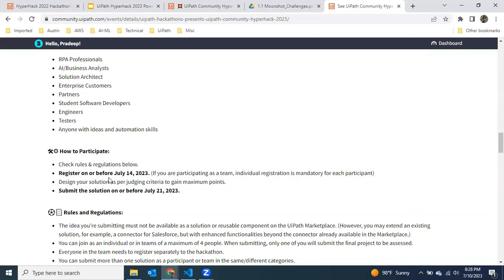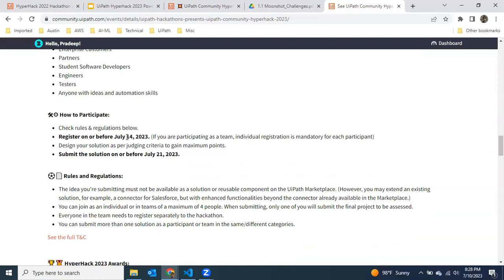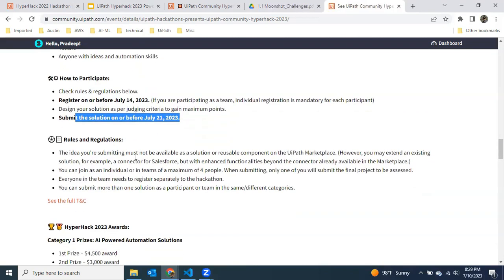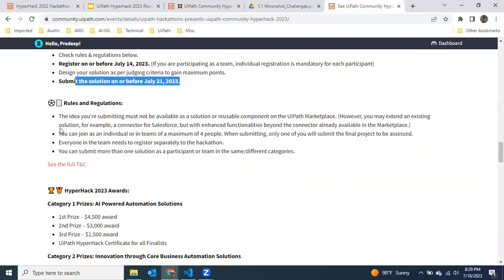Absolutely. So registration is ending on 14th of July. So it's not too far from today, I would say. So get it out there, sign up. That's the first step. You have to submit your solution by 21st of July. So you still have some time, over a week. And if you have been tinkering with an idea or maybe working with a customer on a particular use case that fits in these two categories, feel free to submit your use case.